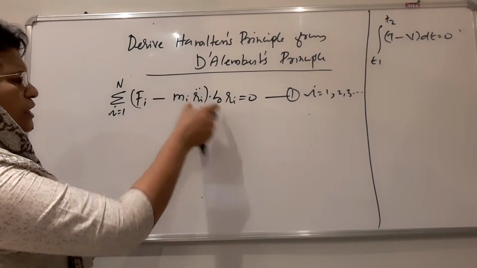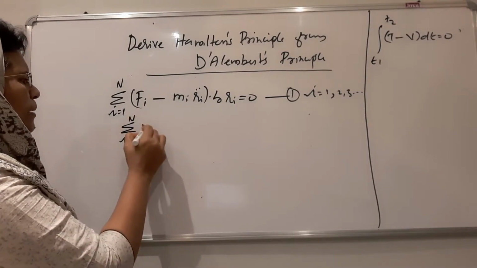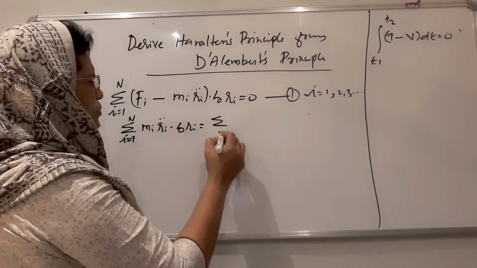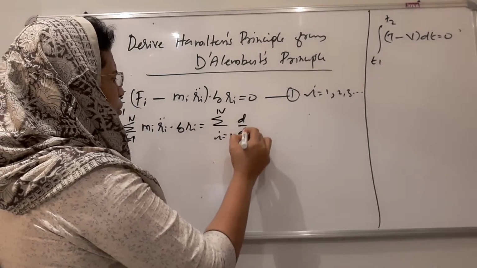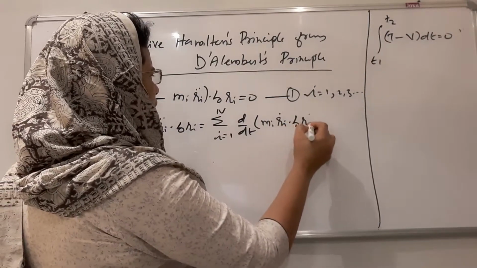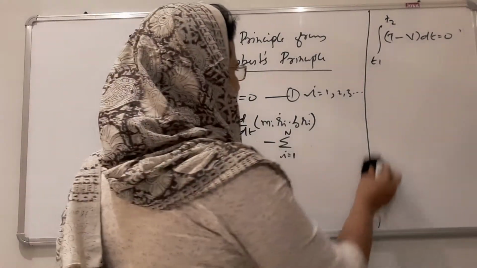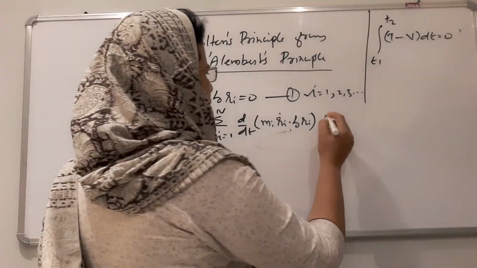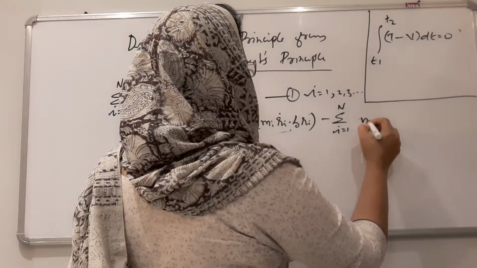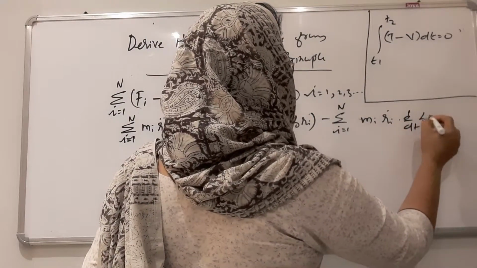From equation number 1 we consider the second term. The first term is taken as it is. The second term, sigma i equal to 1 to n mi Ri double dot delta Ri, can be written as sigma i equal to 1 to n d by dt of (mi Ri dot delta Ri) minus sigma i equal to 1 to n mi Ri dot d by dt of delta Ri.